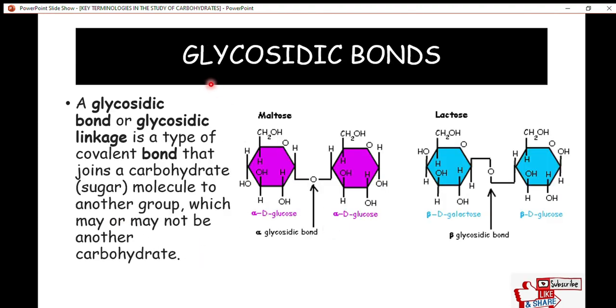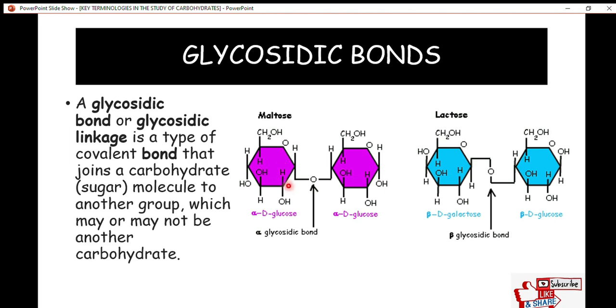We are going to talk about the glycosidic bond. What is a glycosidic bond? A glycosidic bond, or glycosidic linkage, is a type of covalent bond that joins a carbohydrate or sugar molecule to another group, which may or may not be another carbohydrate. It can be the same carbohydrate: glucose and glucose, glucose and galactose, glucose and mannose, glucose and ribose. It can be any sugar molecule. A glycosidic bond is a covalent bond formed between two sugars.